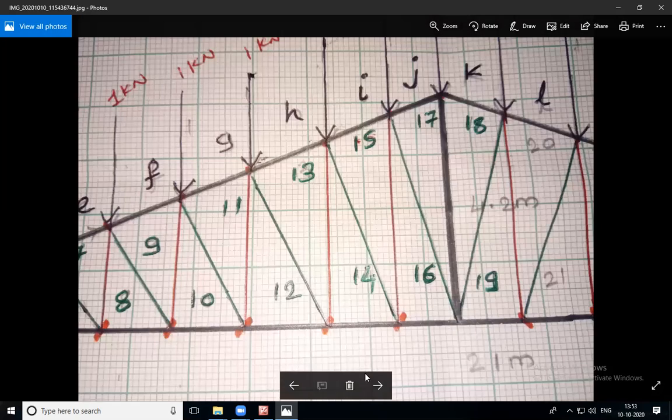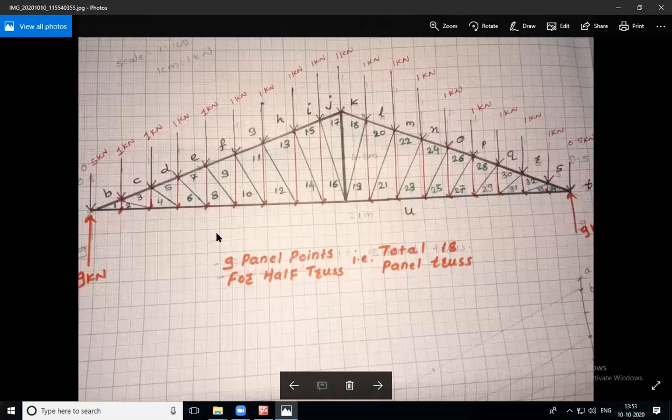Okay, now after giving these points, outer and inner, our figure is complete. The complete figure will look like this: outer notations, inner notations, vertical loads, that is dead loads, and then the reactions, 9 kilonewton reactions.